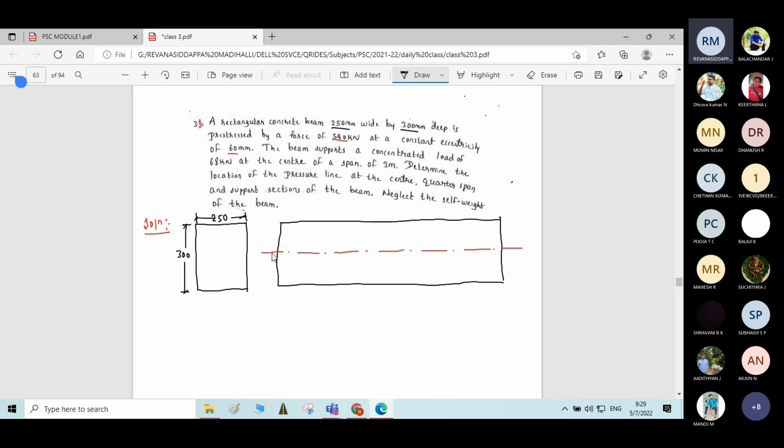Let me write the prestressing force at a constant eccentricity of 60 mm. The magnitude of the prestressing force is 540 kilonewton. P is equal to 540 kilonewton. It has a constant eccentricity of e is equal to 60 mm.